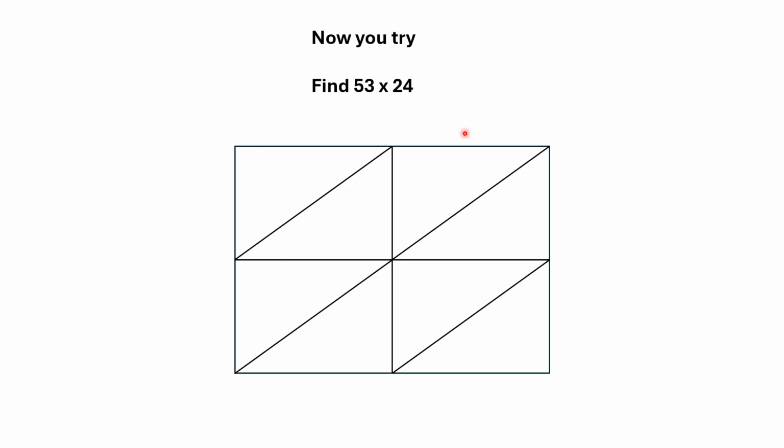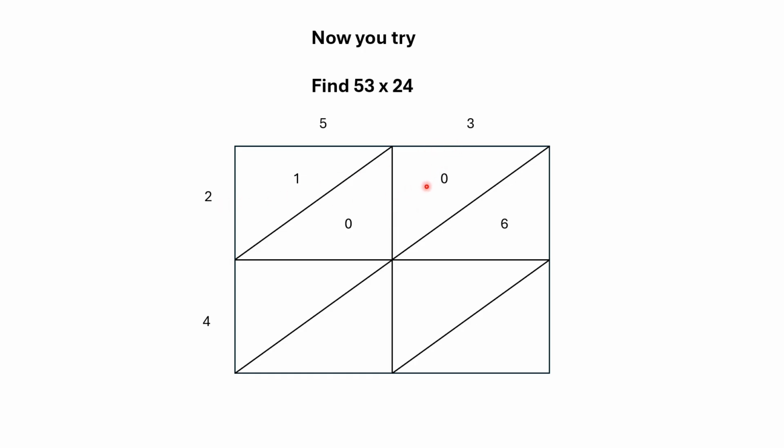I first went ahead and set up my boxes. Then I placed my products in their correct spots. My 53 is broken up here on the top, and the 24 is broken up here on the left side. I went ahead and multiplied my first two factors here. 5 times 2 is 10, and I wrote that down in my box. A 1 in the tens place in the top section, and a 0 in the ones place on the bottom section.